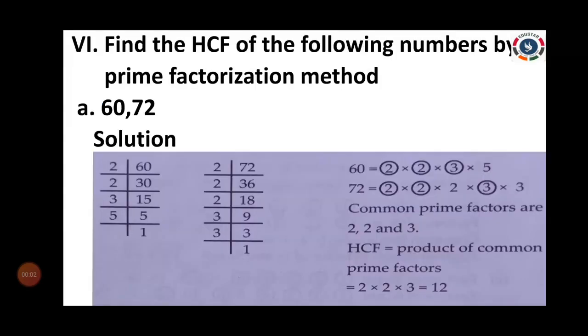Roman letter 6. Find the HCF of the following numbers by the prime factorization method. A, 60 and 72. Finally, we are getting the answer. The HCF of 60 and 72 is equal to 12. Just take a snap and copy in your math class note.